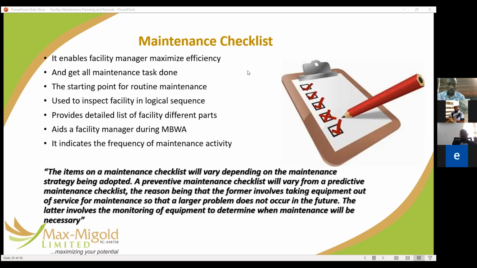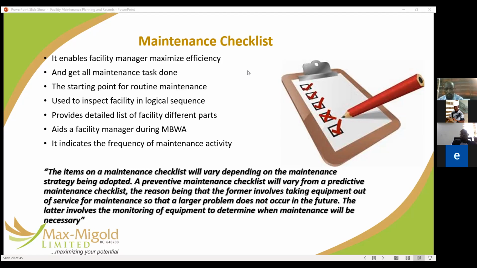It's just like you walk and check one or two things and go back. The checklist also indicates the frequency of the maintenance activity. The items in the maintenance checklist will vary depending on the maintenance strategy being adopted.